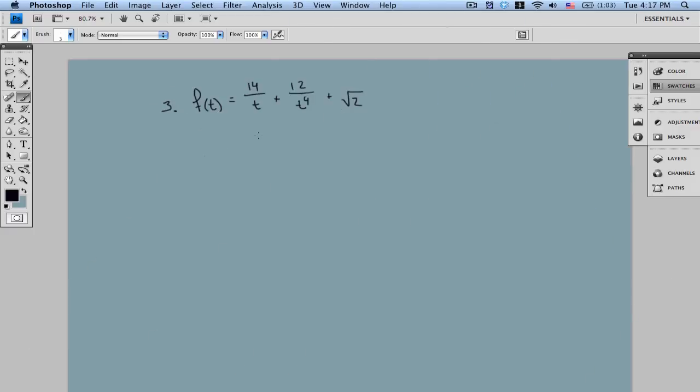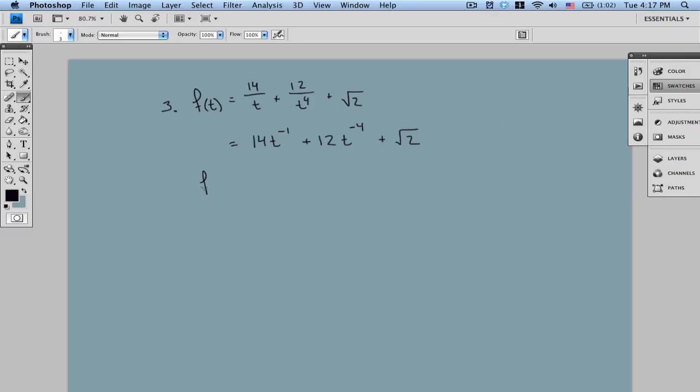In this example, there are a couple things going on that are slightly different. The first thing you'll probably notice is that the variable is t instead of x. It doesn't really make a difference. The process is still the same. The other thing is that we've got things in the denominator, and a lot of times what's easiest to do is bring them up top by just making the exponents negative. In other words, this 14 over t we'll just rewrite as 14 times t to the negative 1. This 12 over t to the 4th, we'll just rewrite as 12 times t to the negative 4th. And then we've got the square root of 2 on the end.